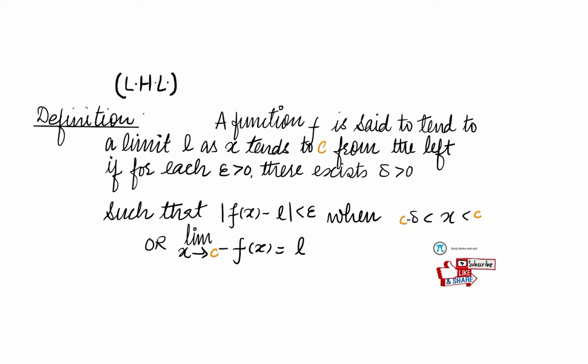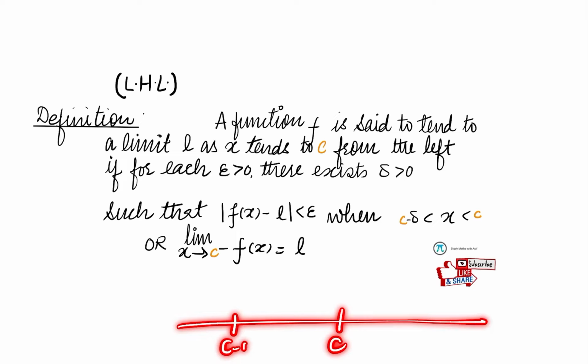So see, x approaches c from the right, so I'm writing this as limit x tends to c minus f(x). So this is called the left hand limit. What more we need to understand here is that the values between c minus delta and c are considered to talk about the limit from the left. You are approaching c from this direction only, right? I will discuss a question based on it, then you will understand it better.